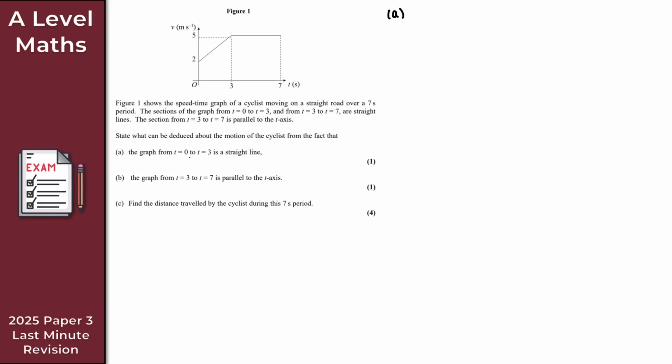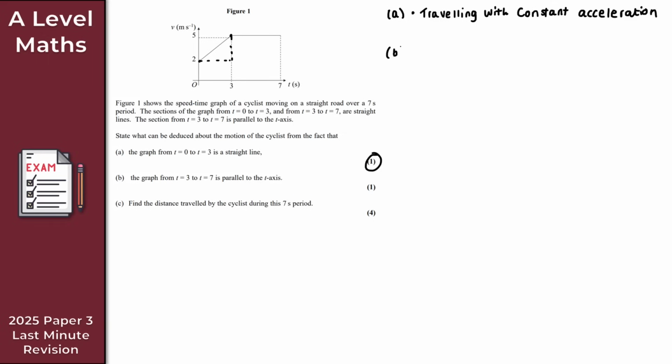Part A then. So the graph from t equals 0 to t equals 3 is a straight line. So that's this straight line here. What does that tell us here then? What this tells us is it's just traveling with constant acceleration. That's all you simply need to be able to deduce here. Why do we know that's the case? Well, the gradient here won't change, right? It's just a straight line. So the gradient remains constant. And because the gradient remains constant, the acceleration is constant. So all we say then is it's traveling with constant acceleration. So we simply need there 1 mark in the bag.